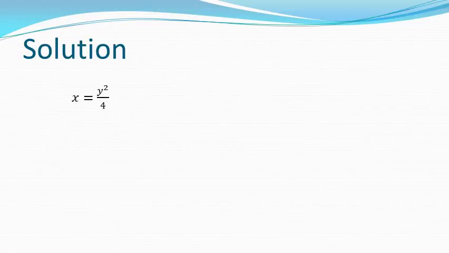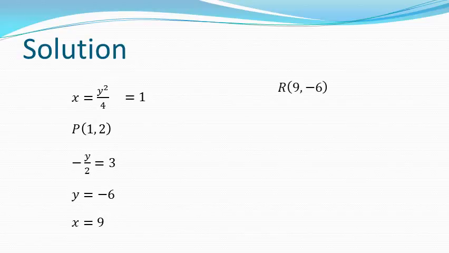So correspondingly x will be y squared by 4, which is equal to 1. So one point that we have found is (1, 2), and let's call this point P. Now equating minus y by 2 to 3, we find that y is equal to minus 6. Therefore x is equal to 9. So that's our second point, which is already known to us, (9, -6).